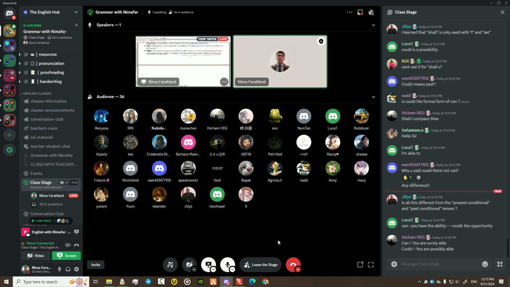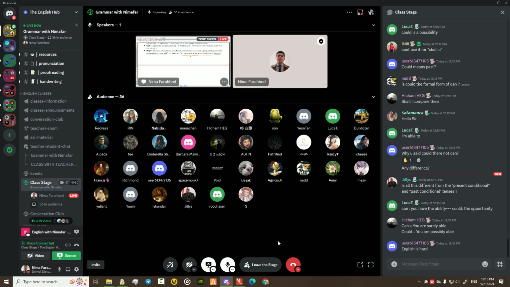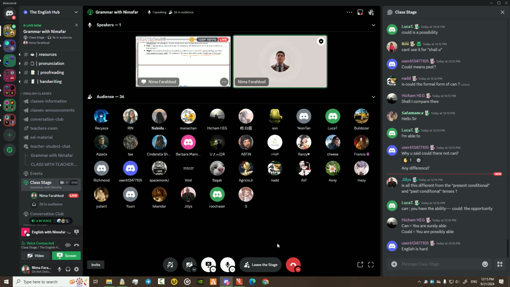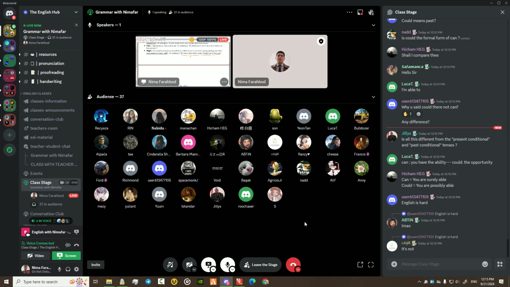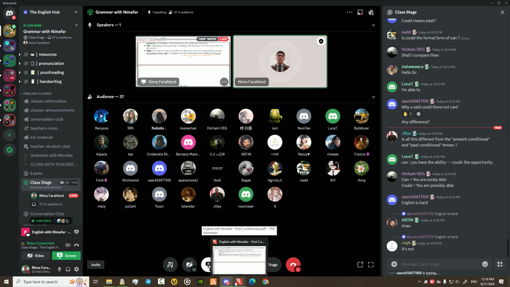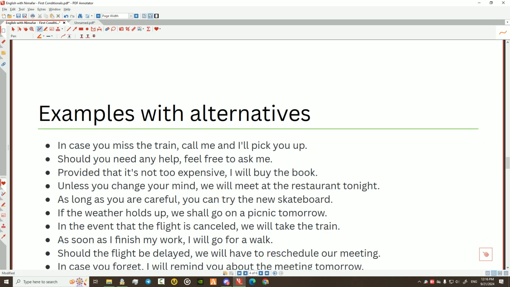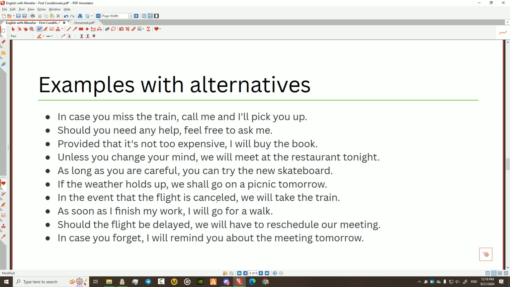Is all this different from the present conditional and past? We don't have present conditional. We have first conditional. Yes, we're talking about first conditionals. All of them are for first. "Can", you have the ability; "could", the opportunity, the potential, talent, whatever you want to call it, for the future. English is hard. Yeah, of course. I mean, you haven't seen Russian, Chinese, Arabic. But we will have some examples with our alternatives.